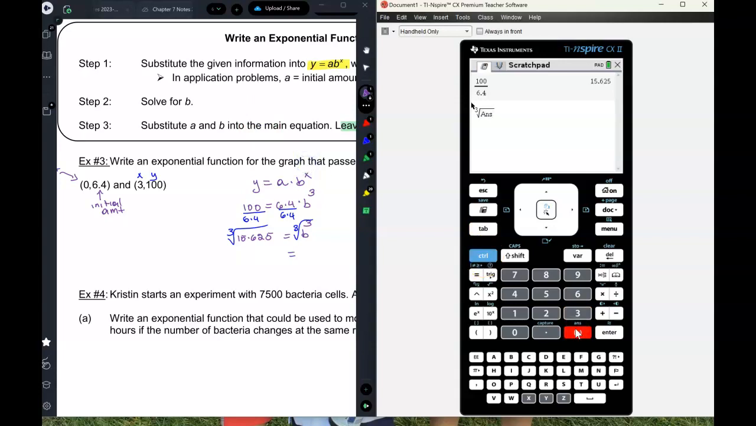Now, I get it. This is small enough that you could have retyped. But what if it was some non-ending irrational number? That you couldn't have done. So here, that gives you 2.5. So B is 2.5.